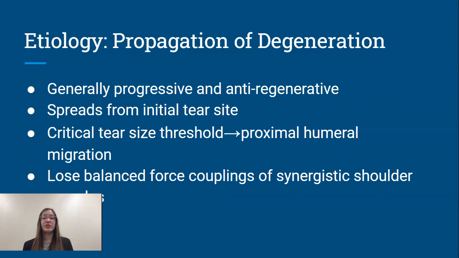And if the degeneration becomes advanced and if the tear spreads and it surpasses what's considered a critical size threshold, then the rotator cuff will no longer be able to stabilize the position of the humeral head in its healthy position, and it will begin to migrate proximally. And this means that the head of the humerus will begin moving medially and crush inward on the glenoid cavity, which can dramatically disrupt the kinematics of the shoulder.